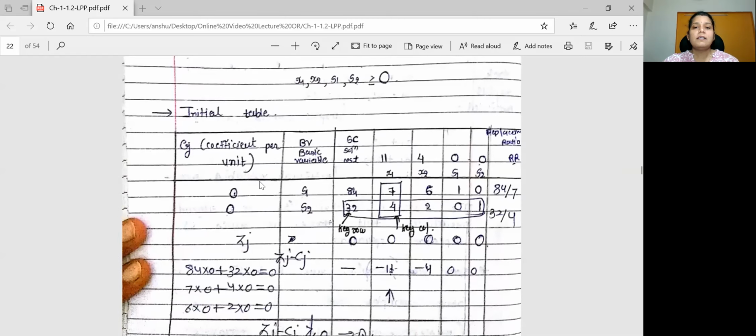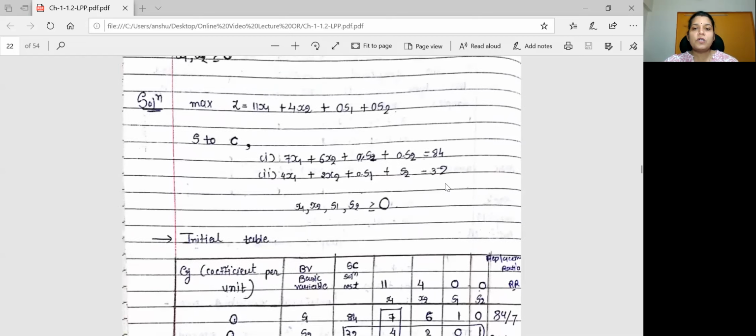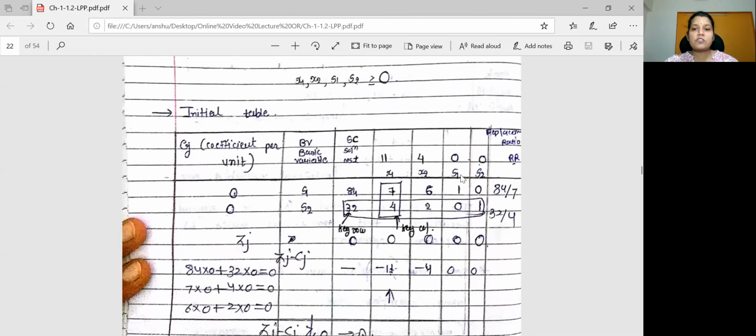In every method we write this type of initial table. Cj, that means coefficient per unit. The second column is BV, basic variable. Then SC, solution constant. Then the next columns are x1, x2, s1, s2, all four values according to our maximize objective function. So x1, x2, s1, s2, and then we write x1, x2, s1, s2.